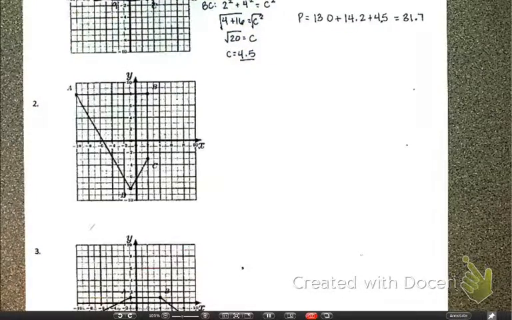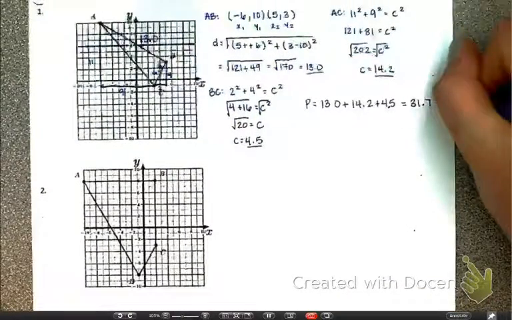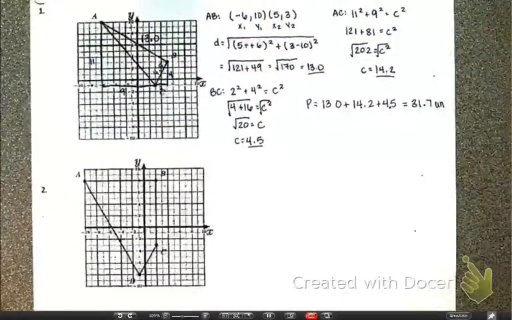Yes, McKenna. Do you have to add like any units? We should technically because it's perimeter. We don't have units, so our answer here would just be units because we don't know if it's yards, feet, or whatever. So yes, technically we should.